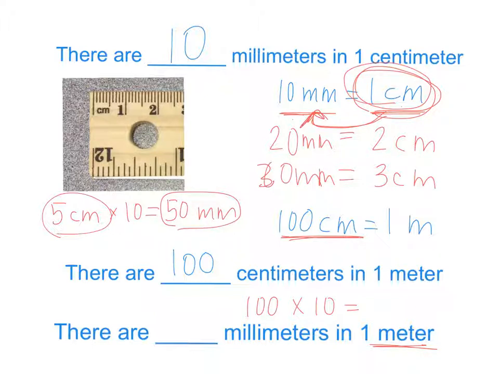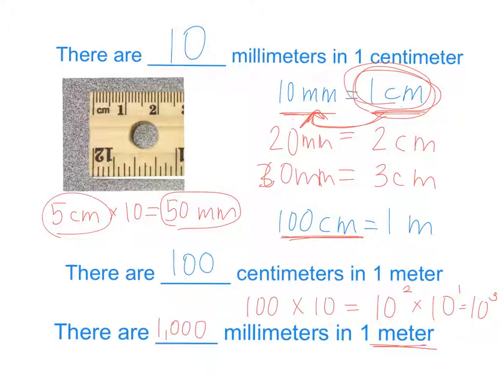Sanjana? So for 100 times 10, using exponents, you can put it as 10 to the power of 2 multiplied by 10 to the power of 1. Okay. I could do 10 to the power of 2 times 10 to the power of 1. Is that the same thing as 10 to the power of 3? Yes. And so how many millimeters are there in 1 meter, Akshay? 10 to the power of 3 equals 1,000 millimeters.